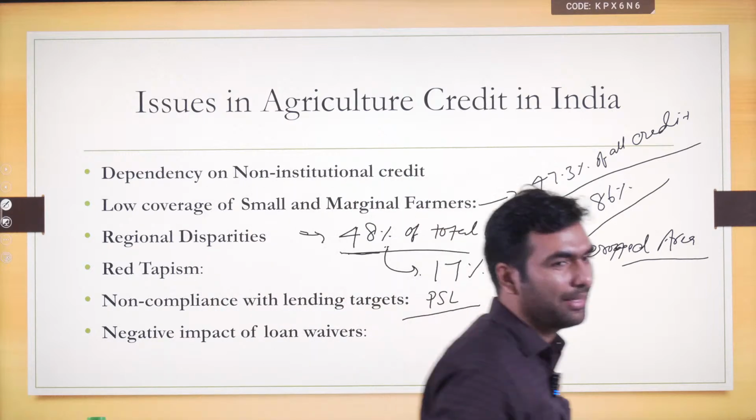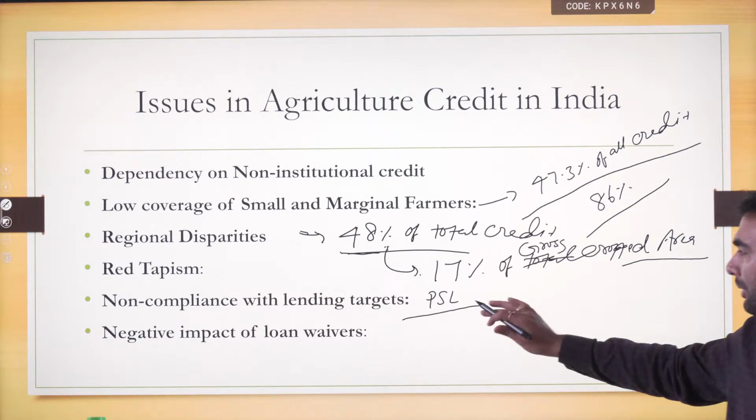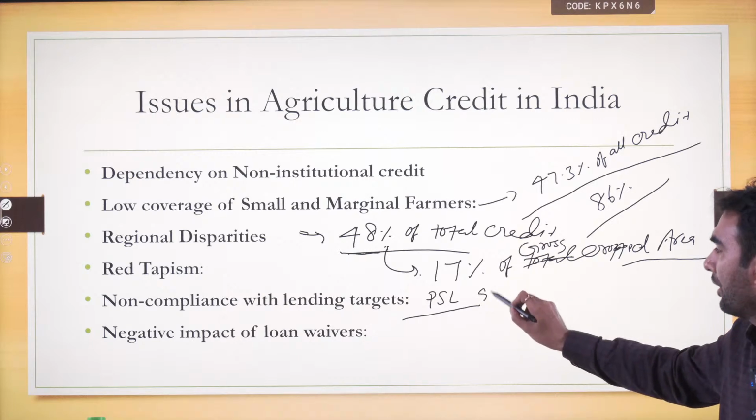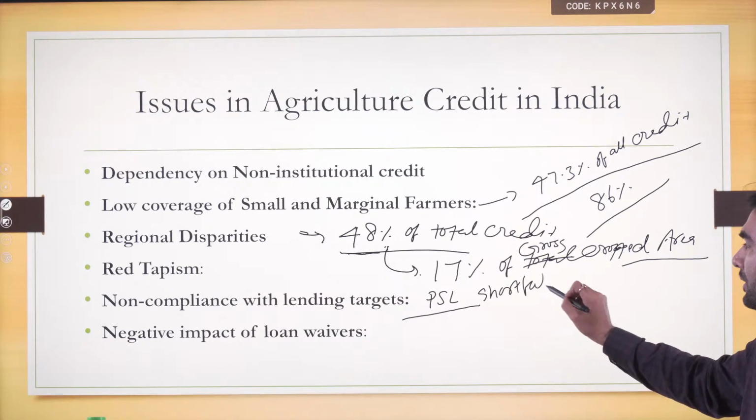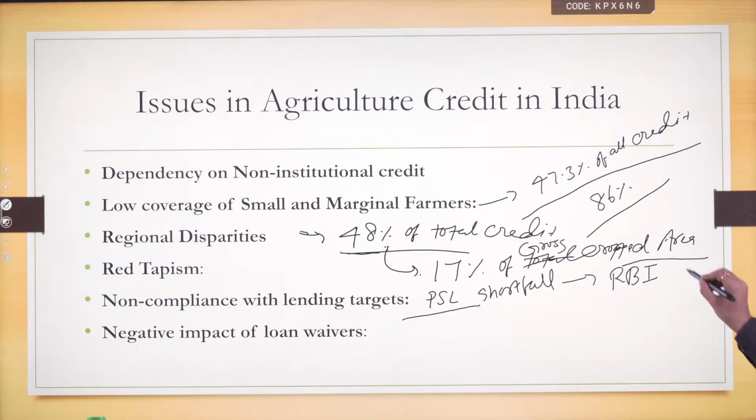Have you heard of RIDF? If a bank misses the priority sector lending target, this is called PSL shortfall. And this PSL shortfall, they have to deposit with RBI. RBI pays them an interest rate of bank rate minus 2.5%. In fact, RBI does not pay any interest.